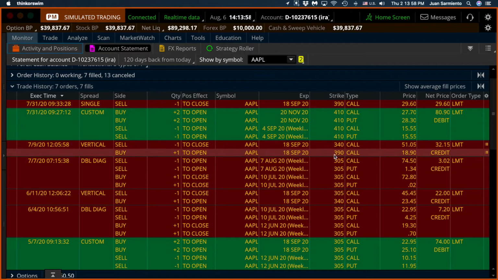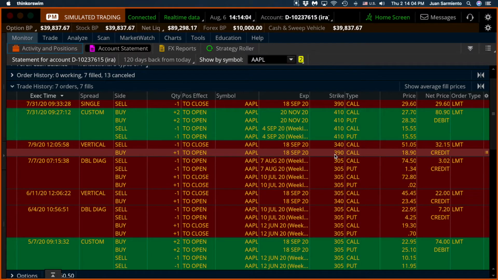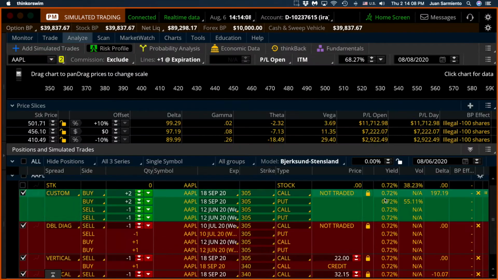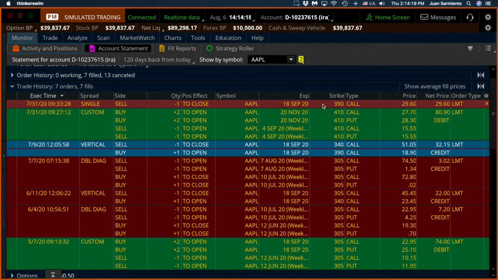Okay, so here I did a roll up again. I sold the 340 calls and I bought a higher strike price at 390. Let's analyze that. And now this is what we have right now, I believe. Let's go back to the monitor tab here. And this one, I sold it again.